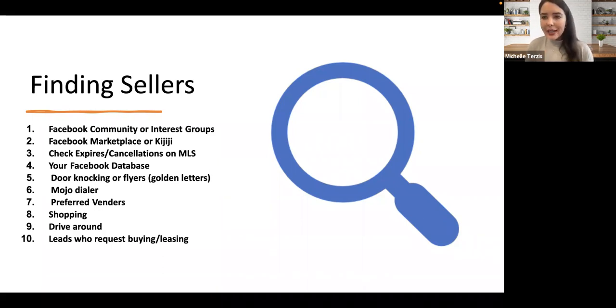Drive around, number nine. There's sometimes for sale by owner signs. There's coming soon signs. Just watch what's going on in your neighborhoods if that's where you're targeting. And another great way to find sellers that people often forget is people who are requesting to buy or lease. More specifically, lease. There's a good chance sometimes when you get lease leads that they have a house to sell before they go in and lease something. We've come across this a couple of times with our lease listings. Now, I would say the percentage of this is a lot lower, but it doesn't hurt to ask that question when you're qualifying a lease.